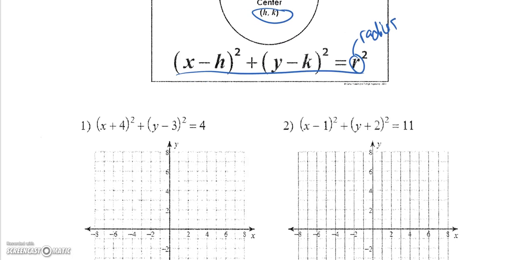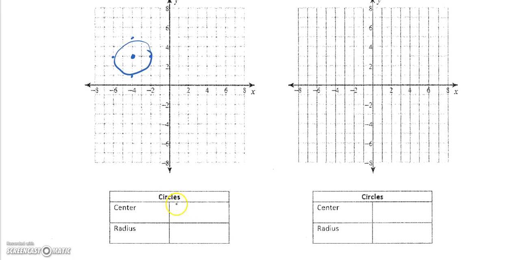Okay, so real quick, I'm going to graph a couple of these. This first one, we have a center of negative 3, positive 4. Here's my r squared, so r is going to equal the square root of that, which is 2. So I go 2 in every direction: right, left, up, down. And there's our circle. And circles are nice, not much to find. Negative 3 comma 4, radius of 2.